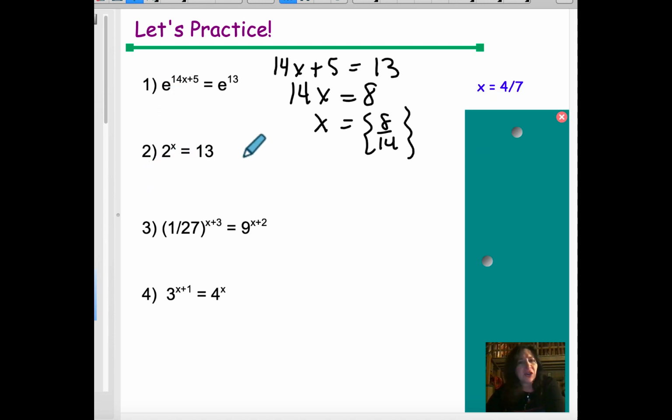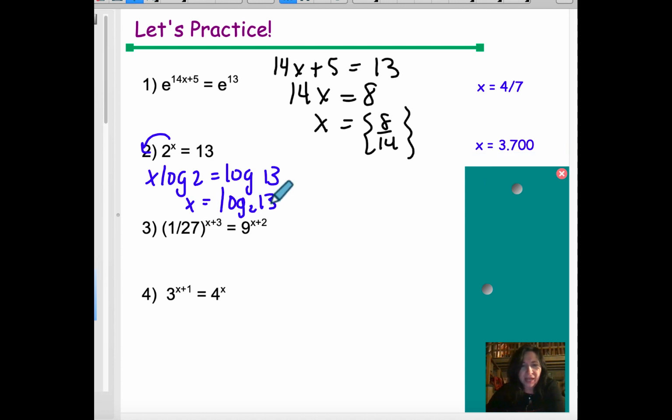For this problem here, I'm not going to get the bases the same, so in doing that, I'm going to take the inverse of that exponential equation. That's going to be a log, so we're going to go x log 2 is equal to log 13. So that means that I'm going to rewrite this as a change of base. So that's going to be log base 2 of 13. And then I'm going to type that into my calculator. I'm going to get x is approximately 3.7.